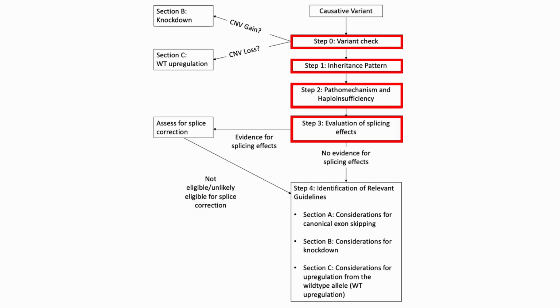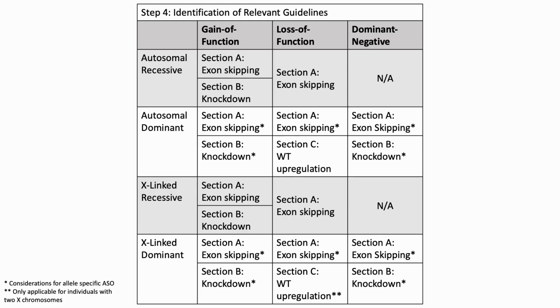For step 3, there's no evidence of this variant's effect on splicing, and this step indicates that we could consider exon skipping since we have a frameshift variant, so we can move on to step 4 as suggested by our guidelines. Since our variant is loss of function and X-linked recessive, we can assess the variant for eligibility towards canonical exon skipping ASOs.